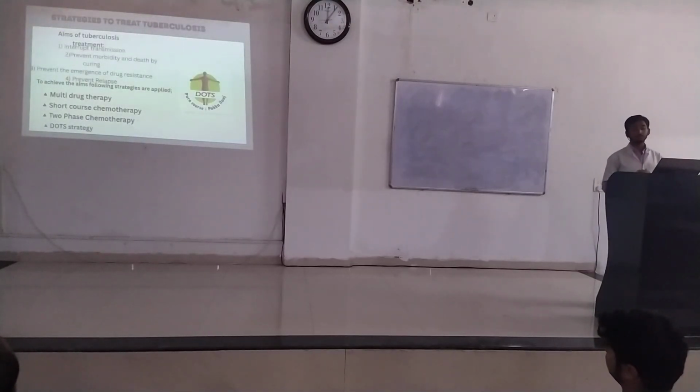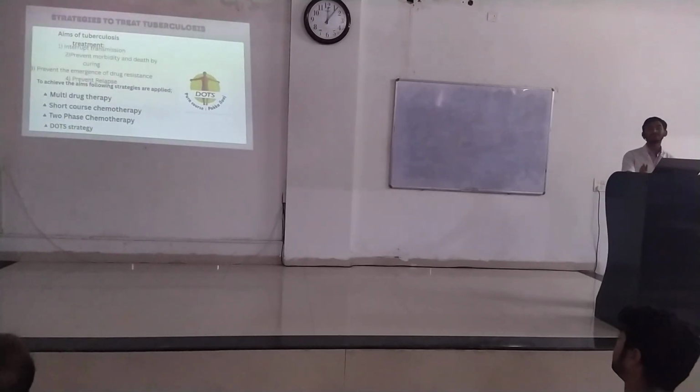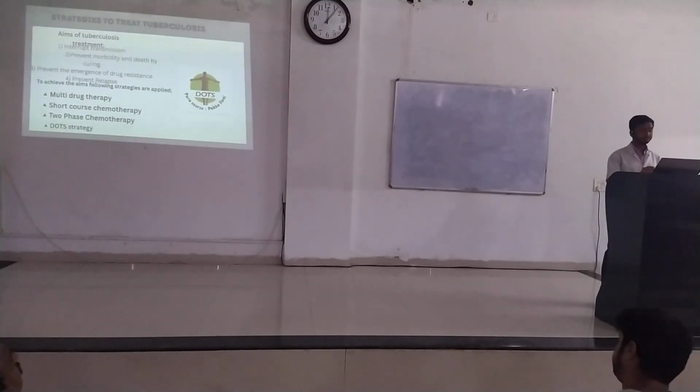First is multi-drug therapy. There is a combination of drugs used in multi-drug short-course chemotherapy. When TB treatment began in the 1990s, the treatment course was of longer duration, around 18 to 24 months. But now it has switched to around 6 months, 6 to 12 months. The short-course chemotherapy, then two-phase chemotherapy. Again, the two-phase chemotherapy is the intensive and the continuation phase.